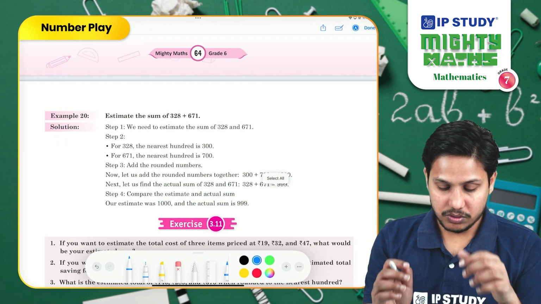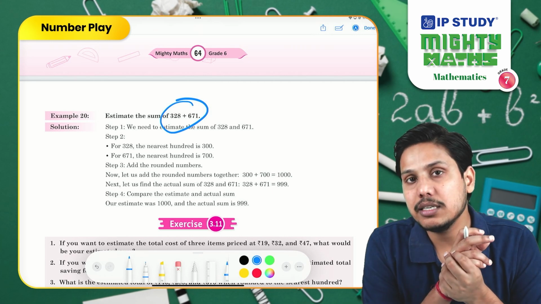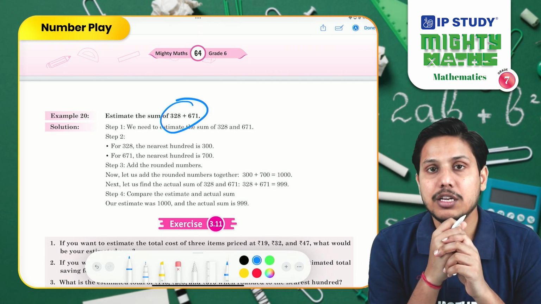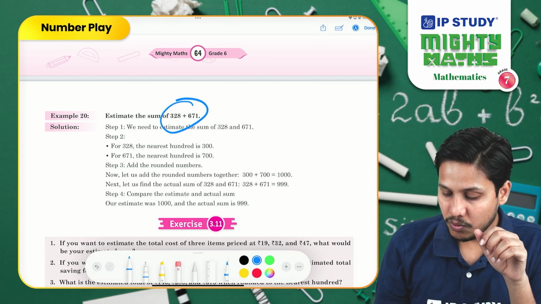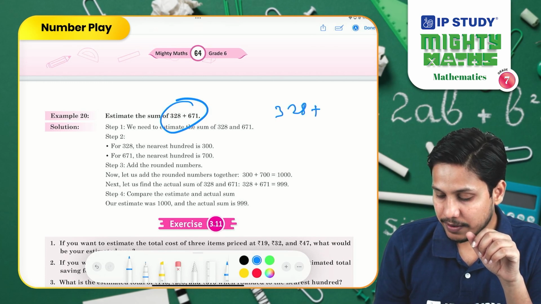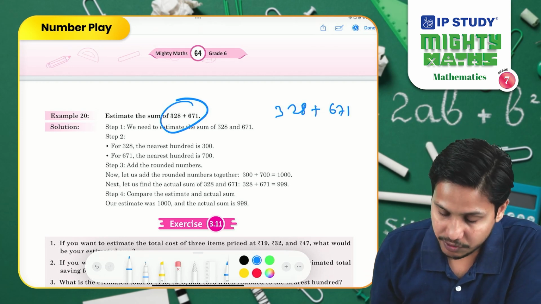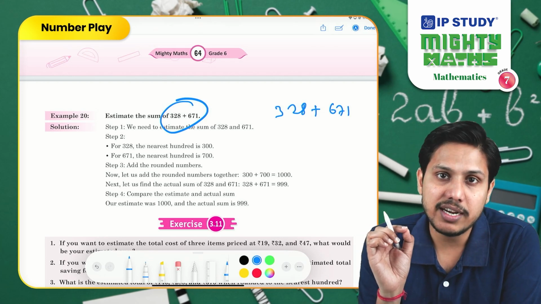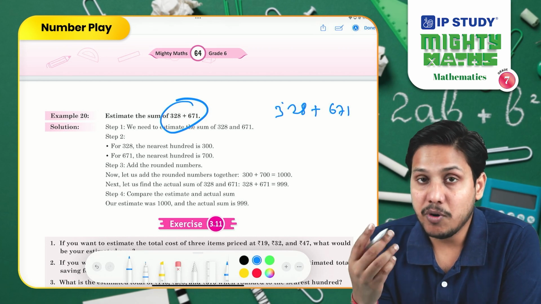Yes. So suppose we want to find out the sum of 328 and 671. Instead of finding out the exact value, we can round off these two numbers to the nearest possible place value. Like we will take the leftmost digit and round it off. So either we will round up or round down.